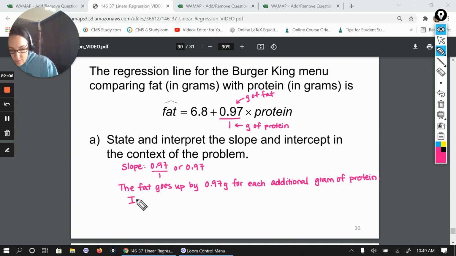The intercept is 6.8, or as an ordered pair, that would be 0, 6.8. So 0 represents the grams of protein, and then 6.8 is the grams of fat. So an item with no protein has an average of 6.8 grams of fat.